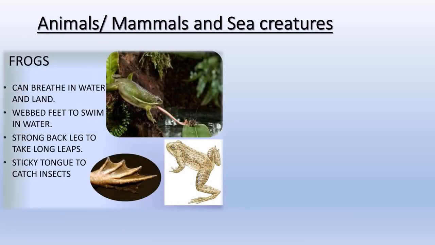Animals, mammals and sea creatures. Frogs can breathe in water and on land. They are called amphibians. They have webbed feet to swim in water and strong back legs to take long leaps. There is a sticky tongue to help catch insects for food. So here the frog is the predator and the insects are the prey.